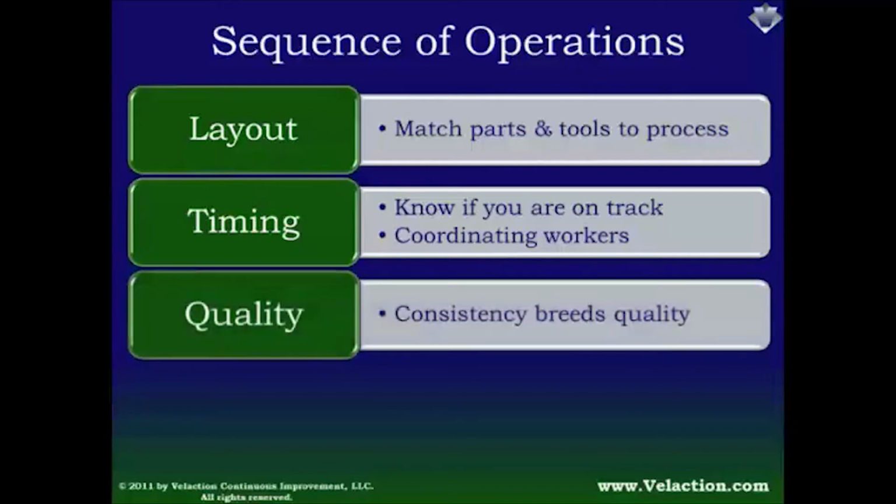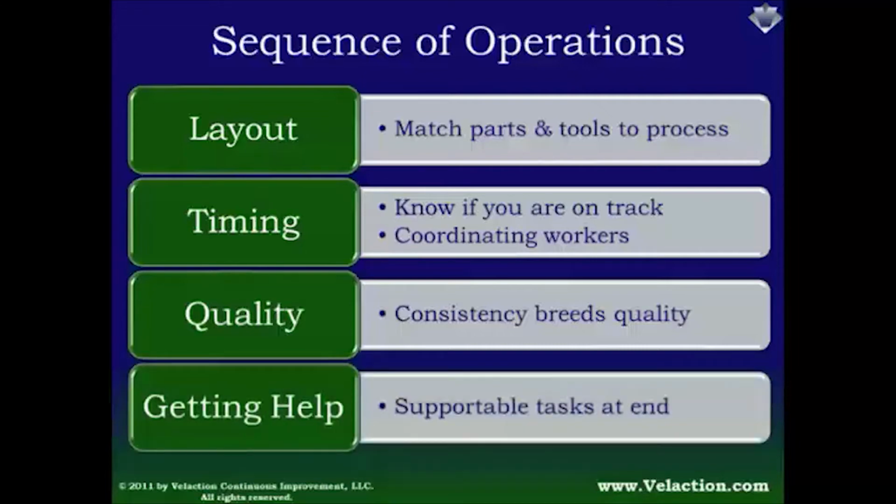The next reason, and also a big one, is that quality comes from repeating the same process over and over and over. Variation breeds defects. By doing the same sequence of operation each and every time, quality improves in an operation.